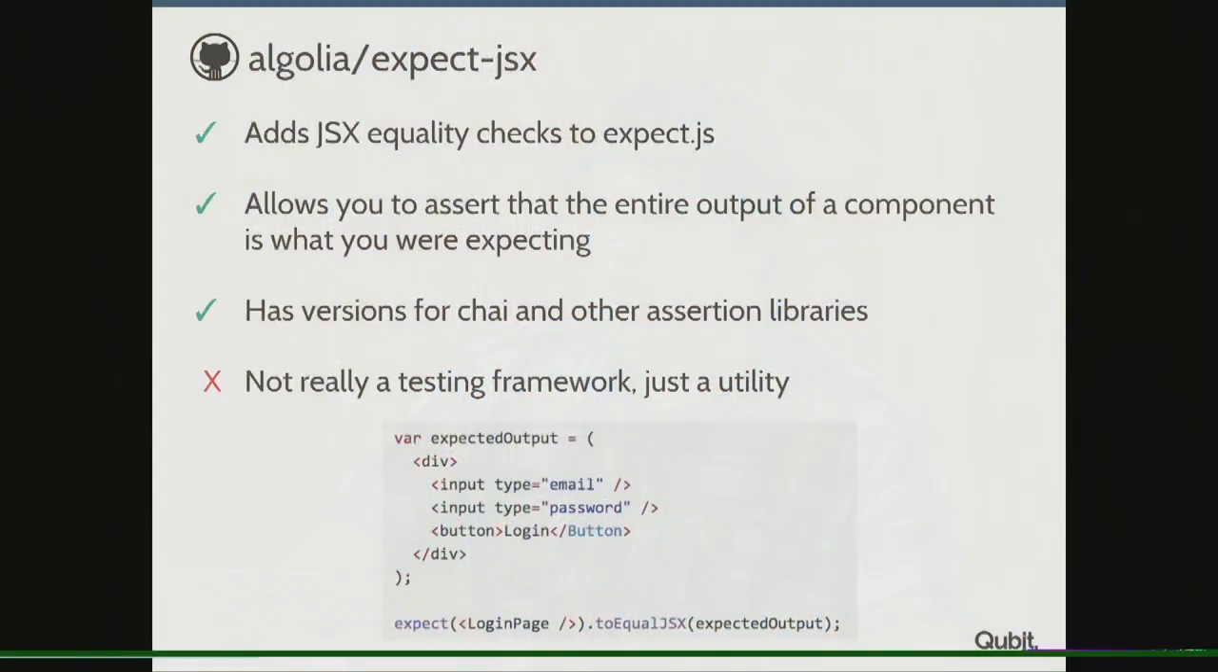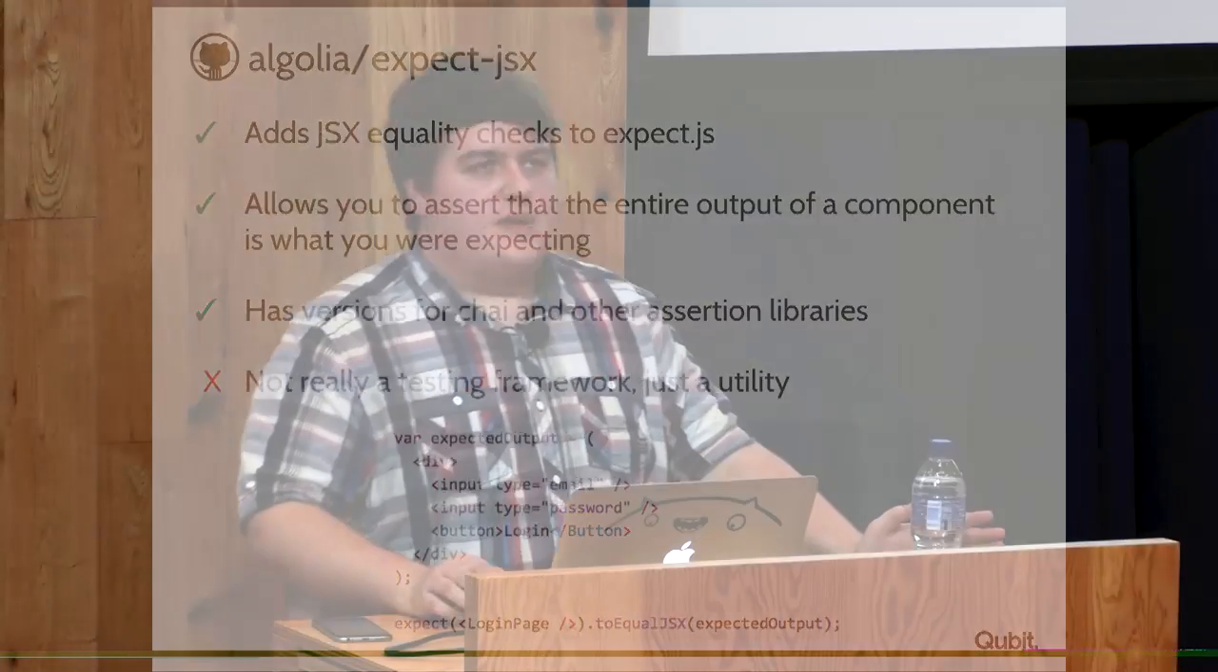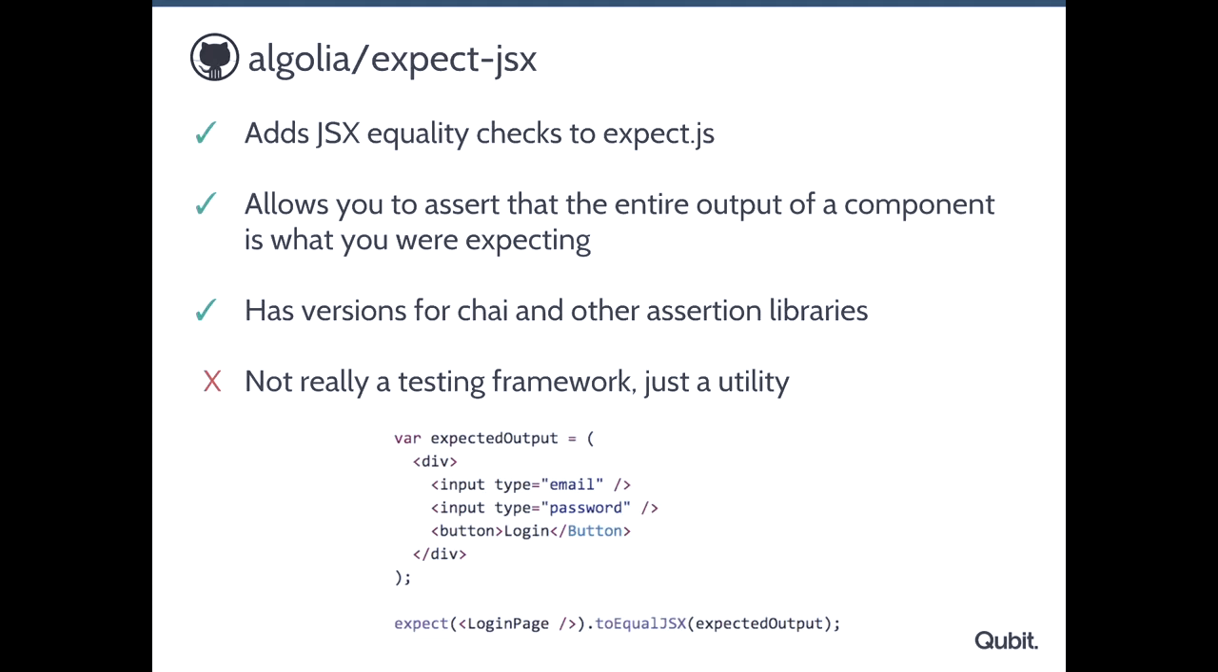A new addition that came out recently, people might have seen this floating around, is expect.jsx. This isn't really a framework, it's just a utility method. So expect.jsx allows you to compare the output of a React, or any JS components, doesn't have to be React, and allows you to do an equality check. It's very useful, actually, and there's versions for Chai and other assertion libraries. But as I said, it's not really a library or framework, it's just a utility, but I think it's worth mentioning.